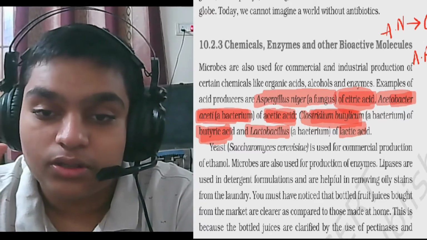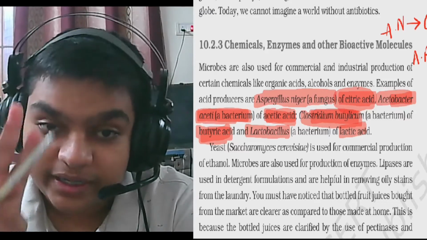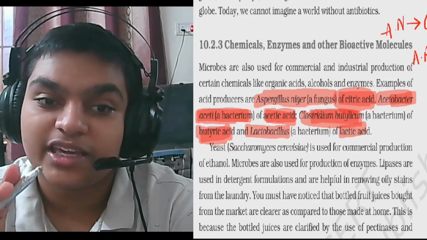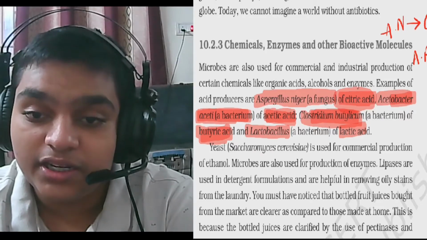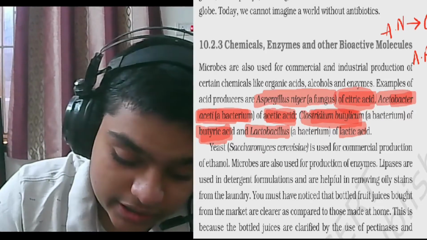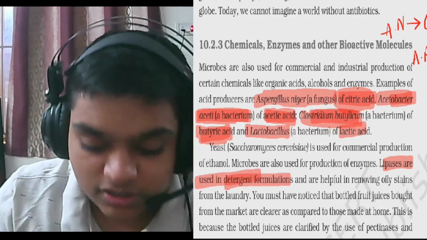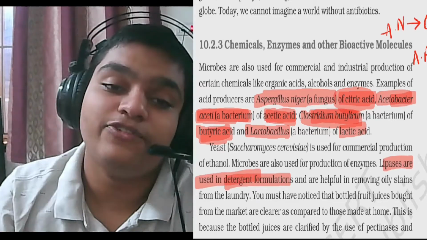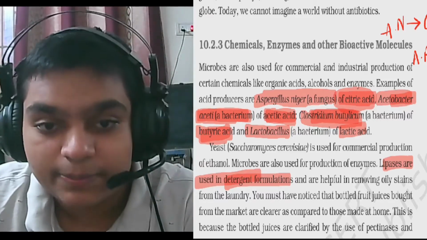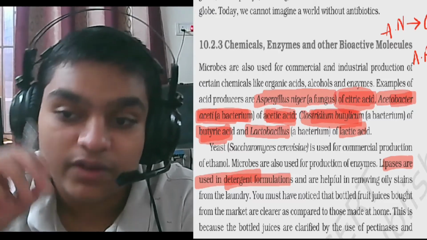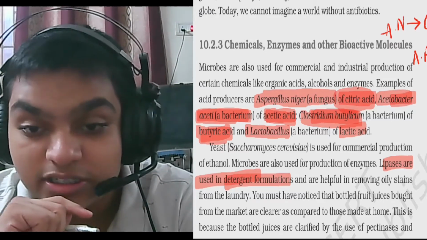Now, these microbes are not only useful in the medical industry or the chemical industry, they are also used in making enzymes like bacterial lipases, which are used in detergent formulations. Lipases are helpful in removing oil stains from clothes. If you give clothes to the laundry person, he will be putting a detergent which contains a bacterial lipase, and it helps in the removal of those oil stains.